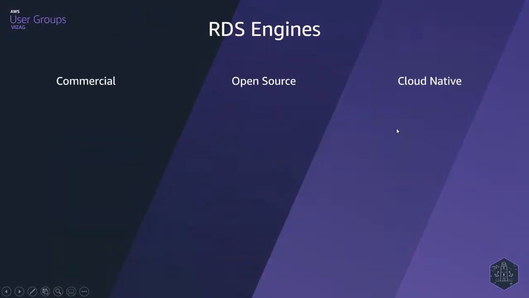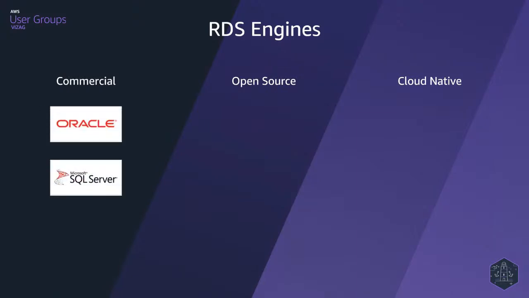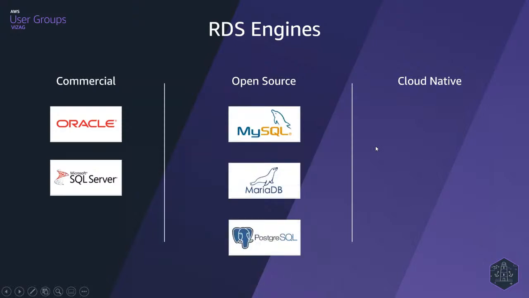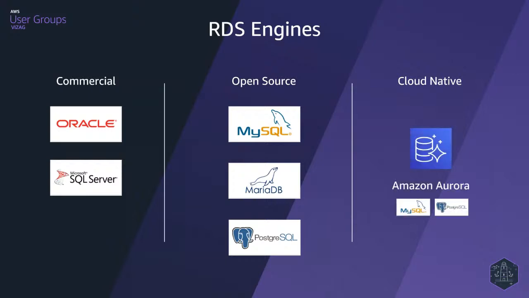Let's talk about the different types of engines that you're going to find within RDS. You have multiple types of engines on the commercial side, on the open source side, as well as cloud native. On the commercial side, you have good old Oracle databases, and you also have Microsoft SQL Server. On the open source side, you have MySQL, MariaDB, and Postgres. And on the cloud native side, AWS has their own database that they custom built for the cloud, which is known as Amazon Aurora.